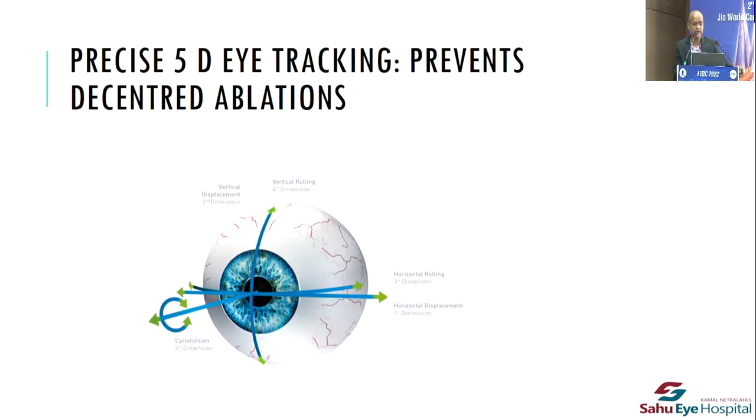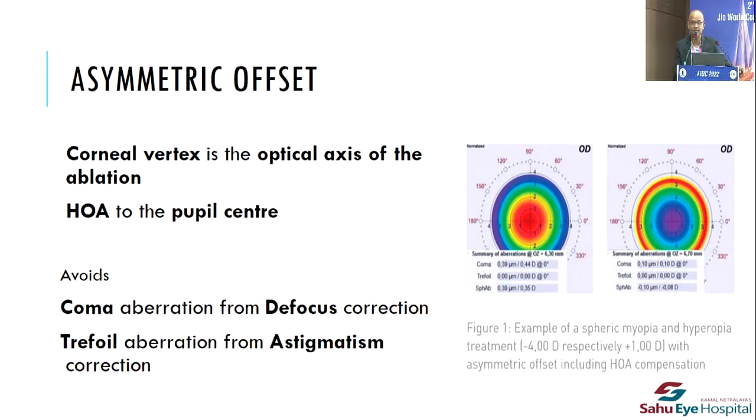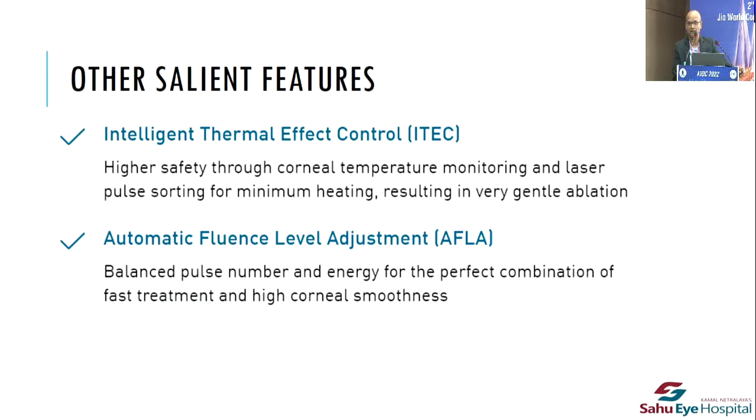Then it has an amazing 5D tracking system which prevents decentered ablations and accounts for cyclotorsion. It has an asymmetric offset. What I mean by this is that when the laser fires, it takes the corneal vertex as the optical axis of the ablation, and the higher order aberrations are treated to the pupil center. So this prevents certain higher order aberrations, like coma from defocus correction or trefoil from astigmatism correction. Other salient features are intelligent thermal effect control and automatic fluence level adjustment.